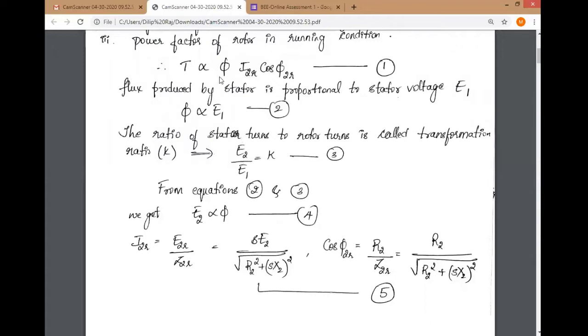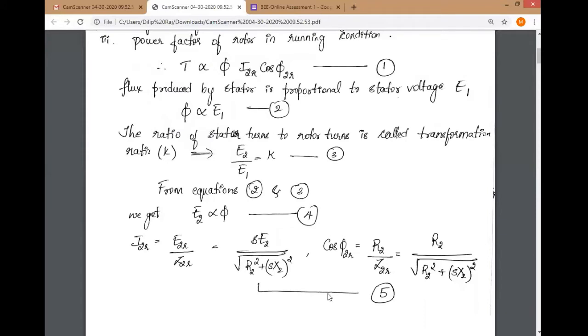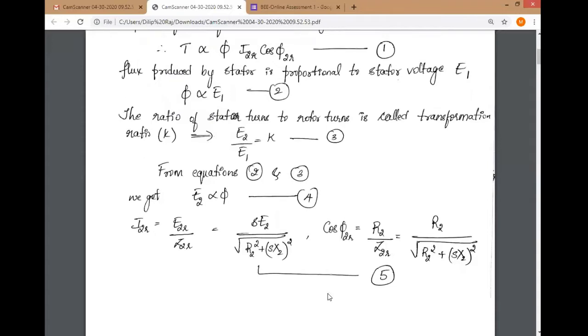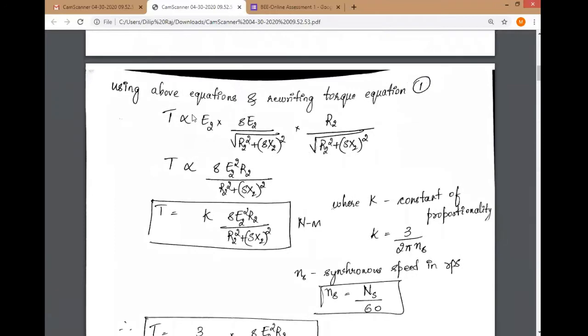So we have this general equation, where the torque is dependent on, in equation 1, and we are using these relations, equations 4 and 5, and substituting for phi, I2R and cos phi 2R in equation 1. So substituting in torque equation 1, we get torque is directly proportional to E2 into S times E2 by square root of R2 square plus S X2 whole square. This represents the rotor current under running condition. The third parameter is the power factor of rotor under running condition, which is given by R2 by square root of R2 square plus S X2 whole square.